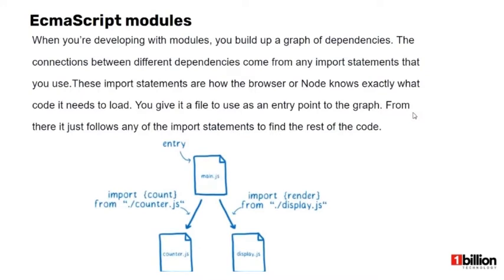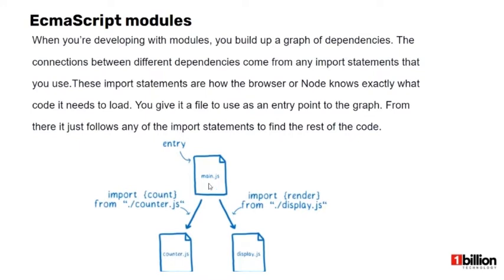Now we'll be starting with ECMAScript modules. This is mainly used for front-end development and JavaScript-based modules. This is the basic ECMAScript module definition. The connection between two different dependencies comes from any import statement that you use. These import statements are how browsers or Node know exactly what code they need to load. You give it a file to use as an entry point to the graph. From there, you follow the import statements to find the rest of the code.